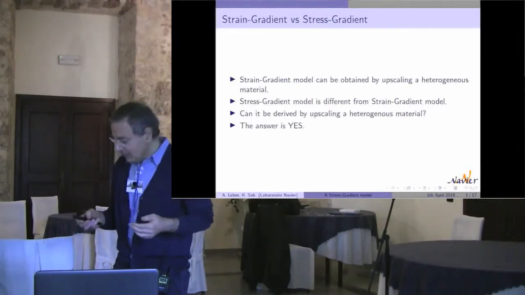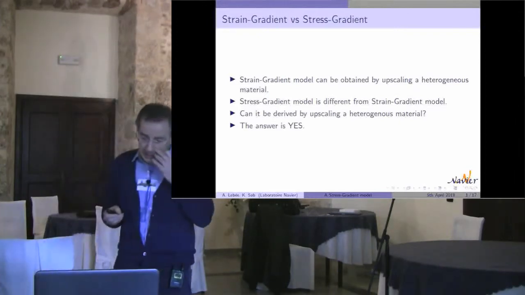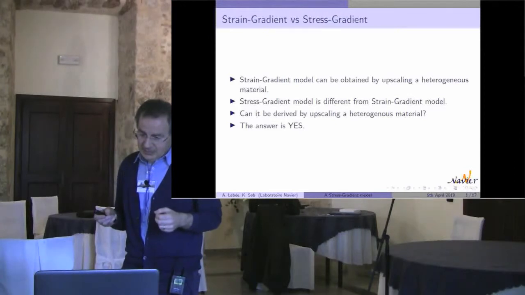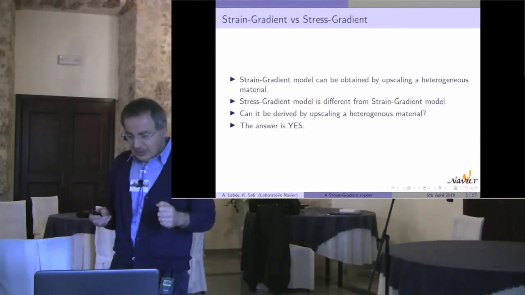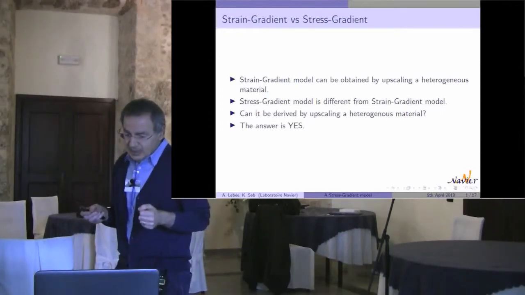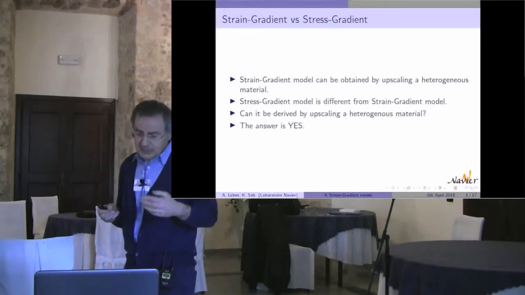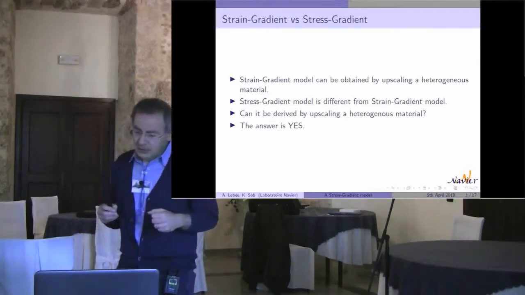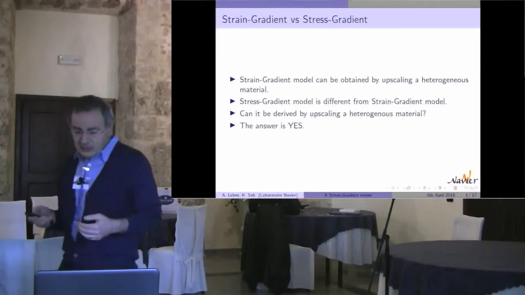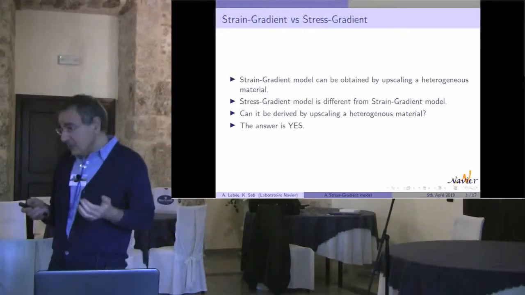So we know that strain gradient models can be obtained by upscaling from heterogeneous material. We have seen many presentations dedicated to this issue. We know also that stress gradient materials are different from strain gradient material. Sebastian showed us this yesterday from the consequences on micromechanics. And the question I'm addressing now is, can we derive a stress gradient material by upscaling a heterogeneous material? So the answer is yes.